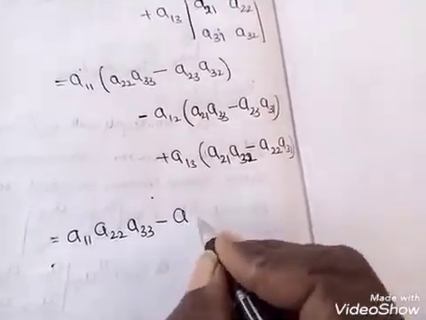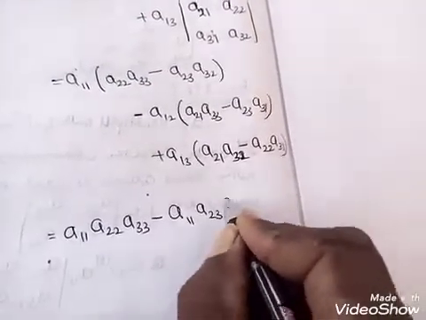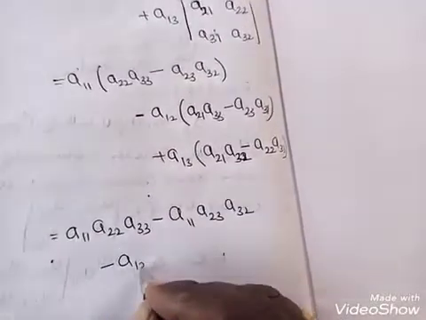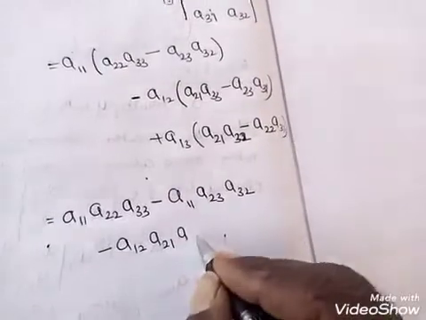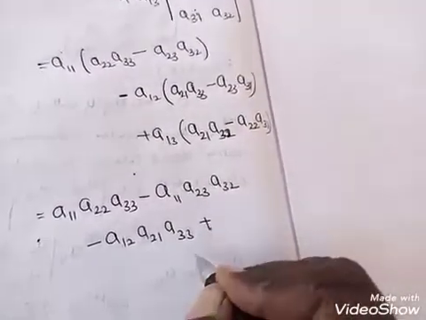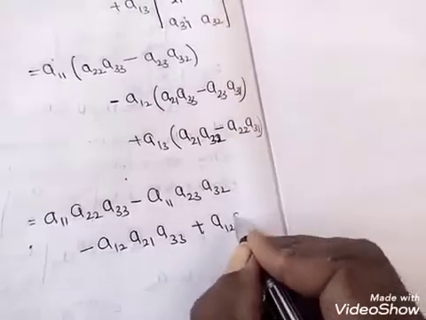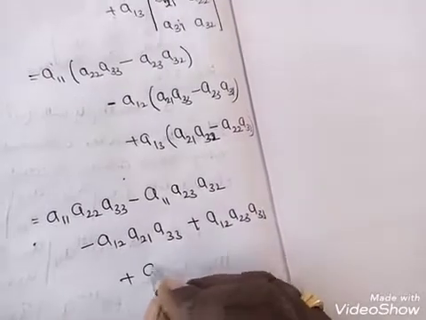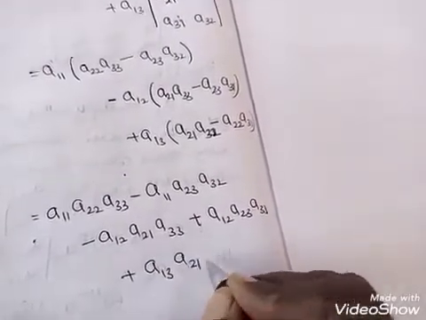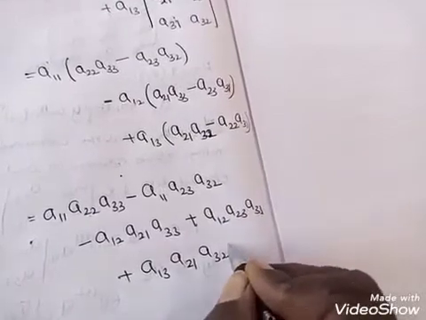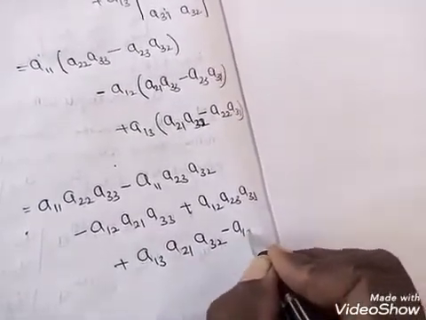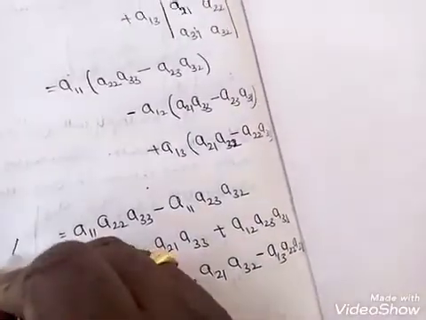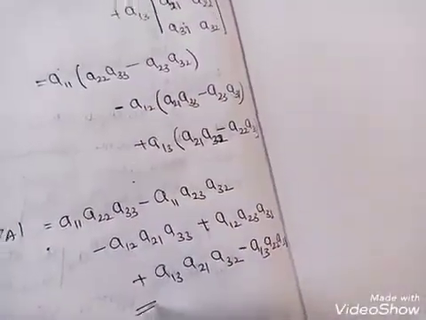minus A11, A23, A32 minus A12, A21, A33 minus, no, minus plus A12, A23, A31 plus A13, A21, A32 minus, that is plus, minus A13, A22, A31. This is the determinant of A with respect to row 1.